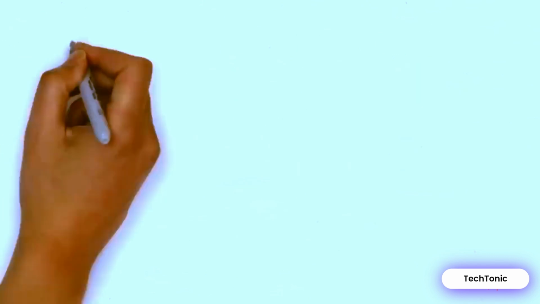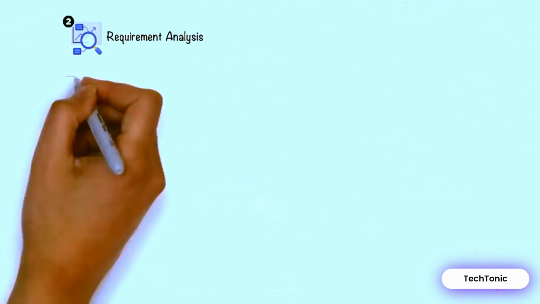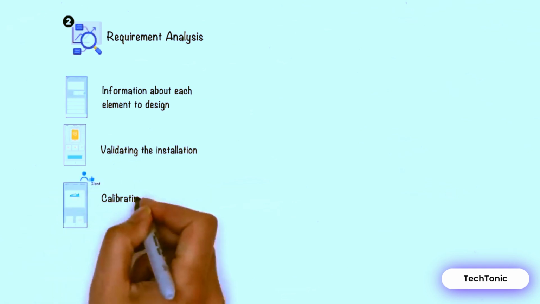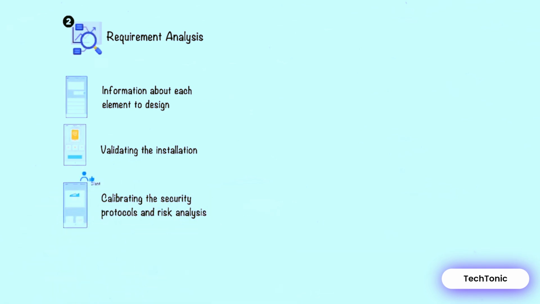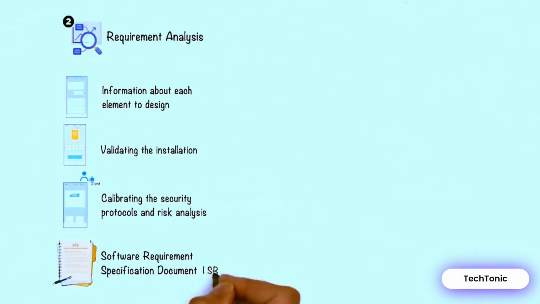The development moves on to the second stage, the requirement analysis phase, which includes the detailed information about each element to design the software is discussed, validating the installation of elements in the application according to the client's requirements, calibrating the security protocols, and performing risk analysis for the software application. And all the discussed details are then to be filed in the Software Requirement Specification document, also known as the SRS document.